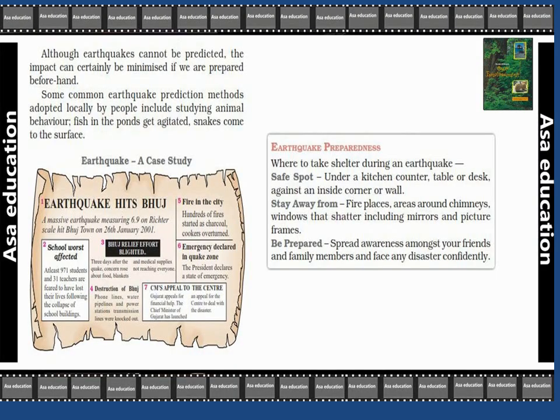Earthquake preparation. Although earthquakes cannot be predicted, the impact can certainly be minimized if we are prepared beforehand. Some common earthquake prediction methods adopted locally by people include studying animal behavior: fish in the ponds get agitated, snakes come to the surface. Earthquake preparedness.